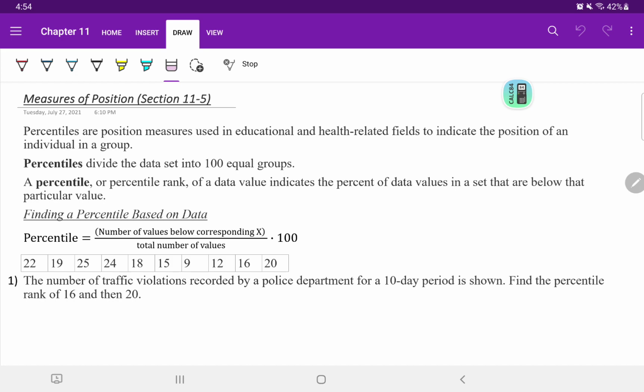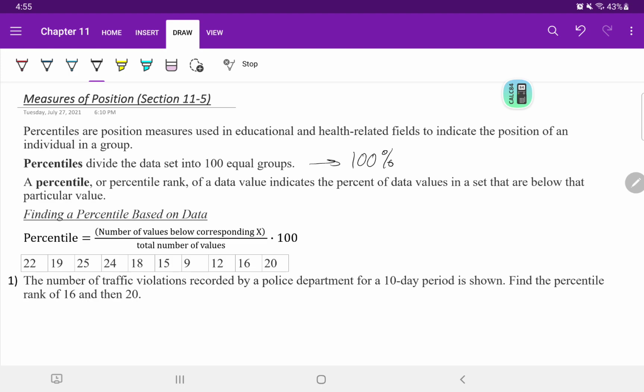Percentiles are position measures used in educational and health related fields to indicate the position of individuals in a group. Percentiles divide a data set into 100 equal groups. Thus, that is why we have 100%. For this class, we're going to focus on a percentile rank. A percentile rank of data values indicates the percent of data values in the set that is below a particular value.